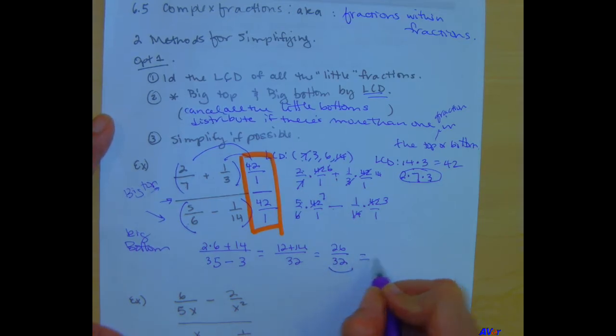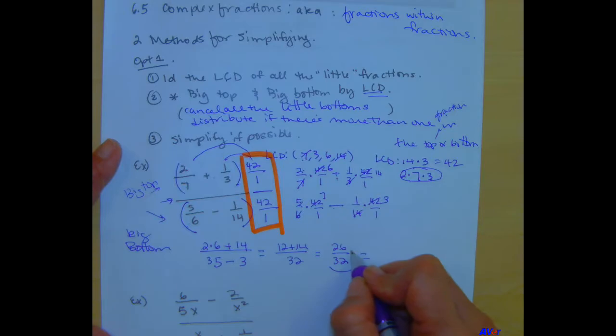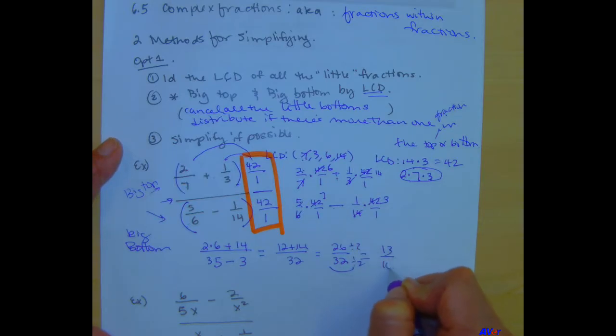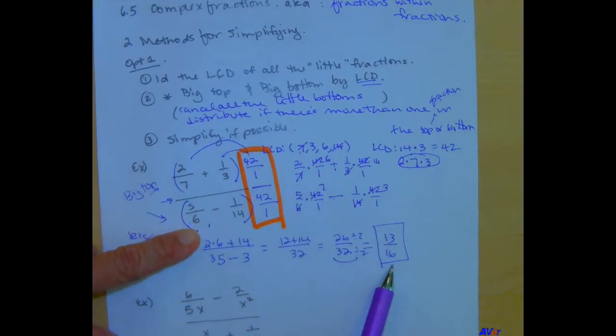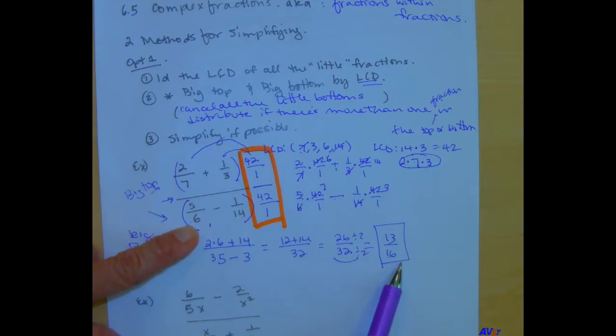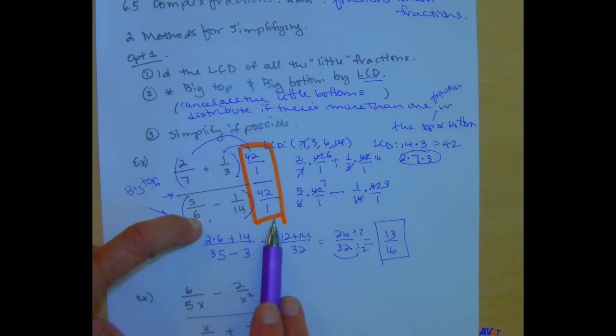But then we could also reduce because now I know 2 goes into everybody. So I could divide everybody by 2, and then that'll be 13 over 16. Okay, so this fraction we started with is equivalent to 13/16 because the only thing we did was multiply by this ugly version of 1.